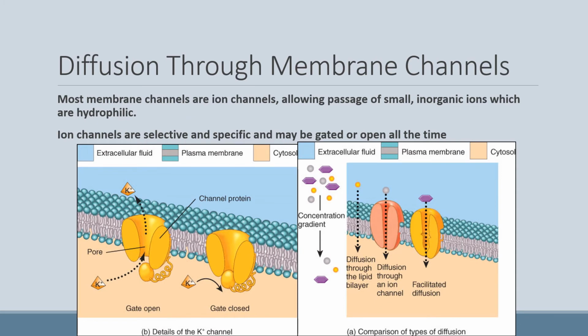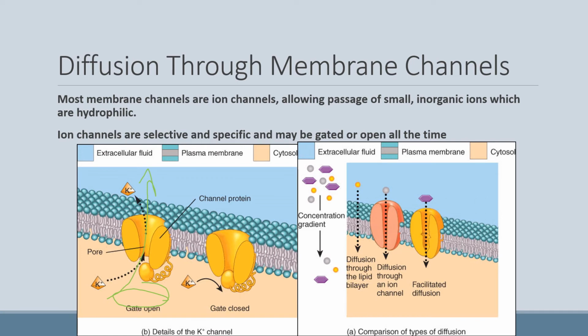Okay. So most membrane channels are ion channels, and they allow the passage of small inorganic ions that are hydrophilic in nature, again, water-loving things. Ion channels can be selective and specific. They may be gated or they could be open all the time. So you can see here that we have a gate open type of situation. Here you can see the ion channel, and you can see the movement of potassium in this situation flowing through the channel. This gate may be opened via a variety of stimuli.